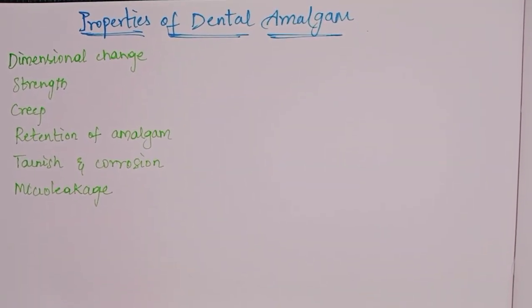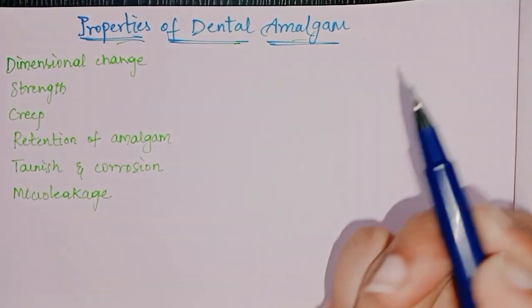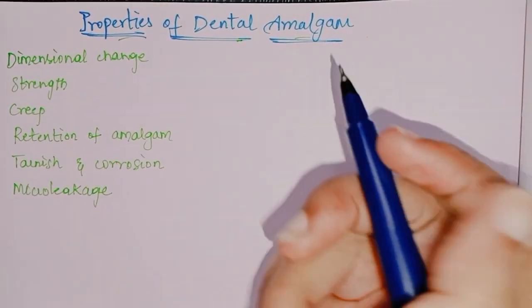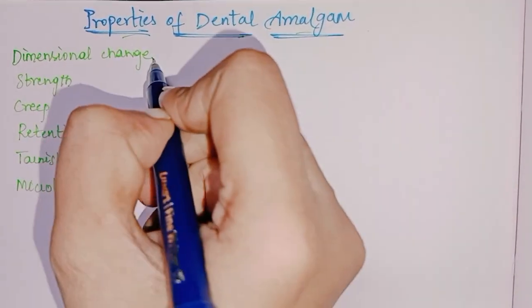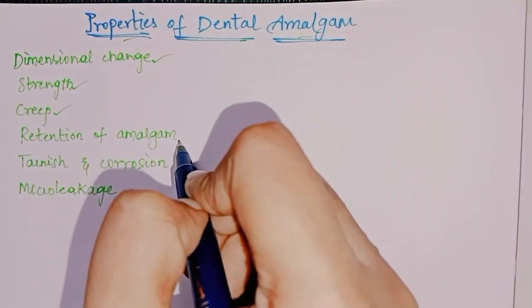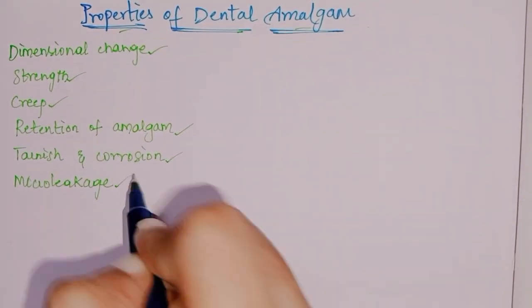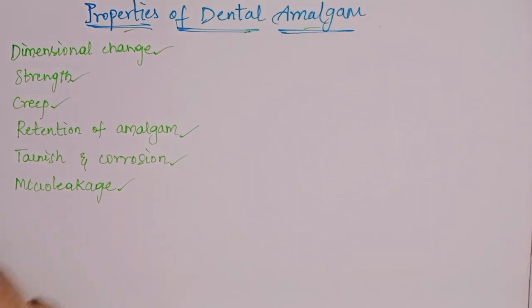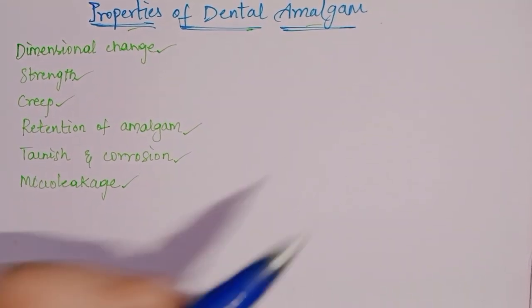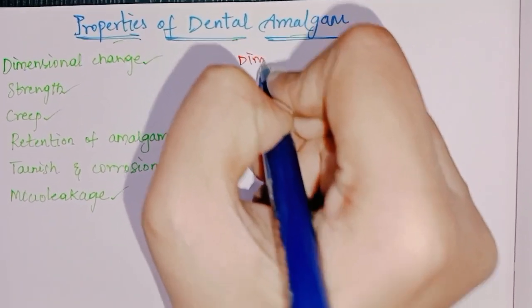Today we are going to learn about the topic properties of dental amalgam. We are going to see properties such as dimensional change, strength, creep, retention of amalgam, tarnish and corrosion, and microleakage one by one. Dimensional change.